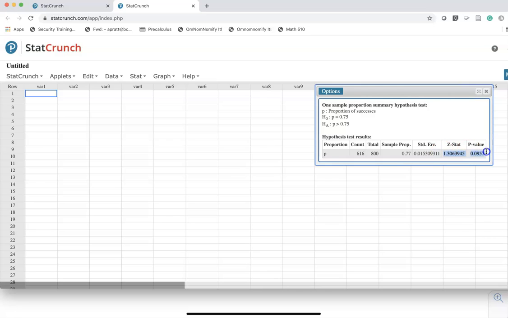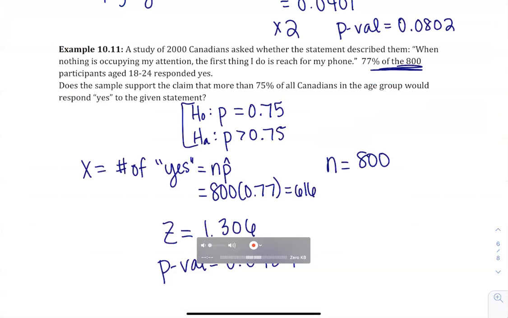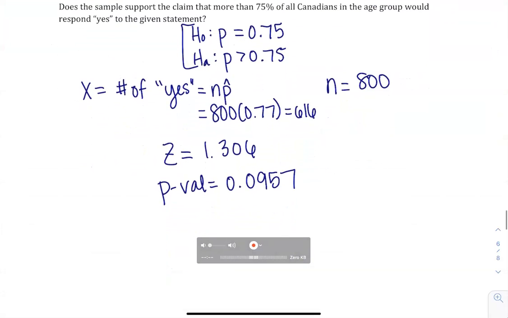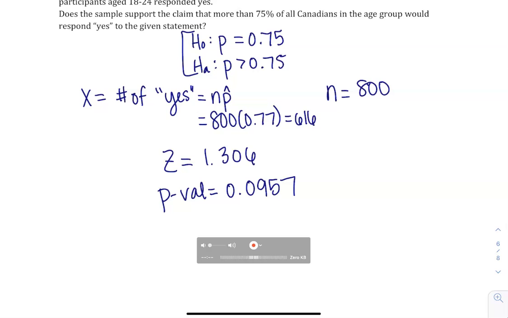The last two things, that's what you need. The test statistic is 1.306, and the p-value is 0.0957. So we would write that down. If a question asks you for the test statistic, you can get it in StatCrunch really easily. You can get the p-value. That test statistic was just finding that z-score from that formula. The p-value was just finding the probability that you would have seen that test statistic.